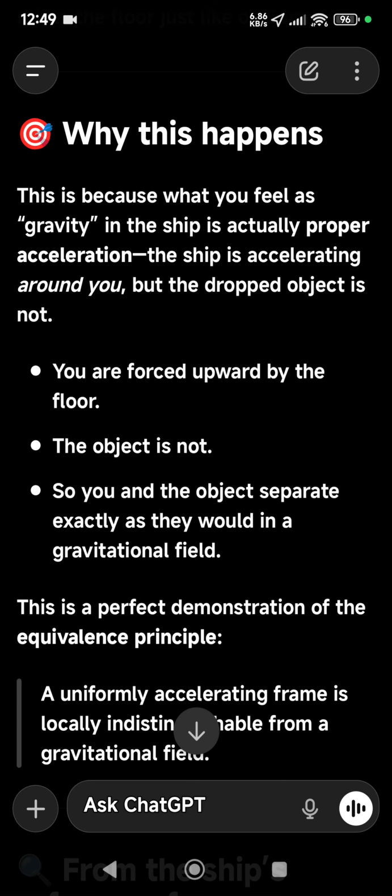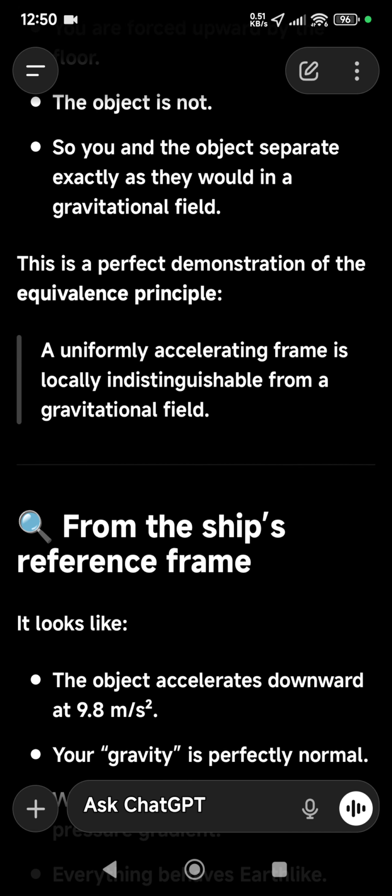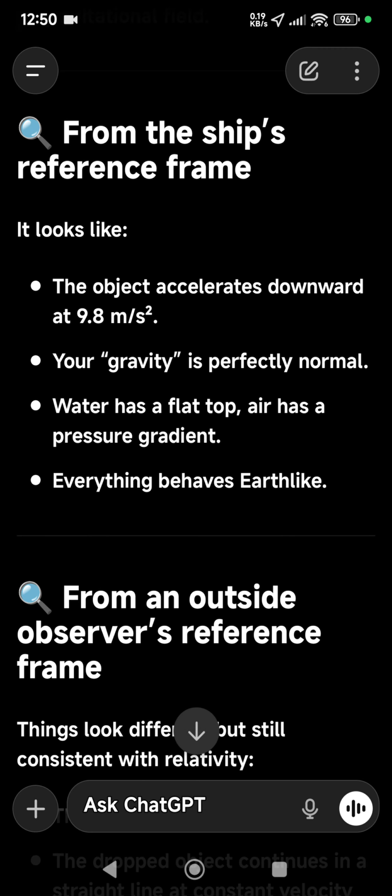What you feel as gravity in the ship is actually proper acceleration. The ship is accelerating around you, but the dropped object is not. You are forced upward by the floor. The object is not. So you and the object separate exactly as they would in a gravitational field. This is a perfect demonstration of the equivalence principle. A uniformly accelerating frame is locally indistinguishable from a gravitational field. From the ship's reference frame, it looks like the object accelerates downward at 9.8 meters per second squared. Your gravity is perfectly normal.